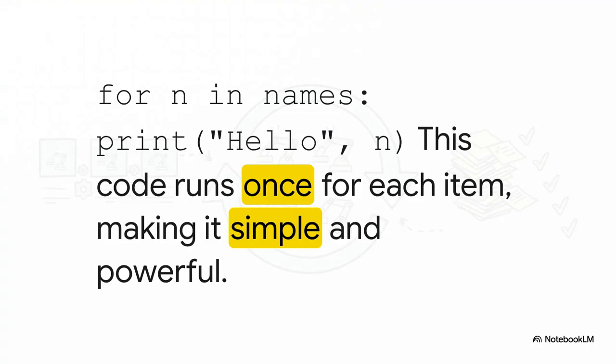Check out this example. It's super clear. We've got a list called names. The for loop is basically saying, in plain English, for every name, which we'll call n for short, that you find in the names list, print hello and that name. And that's it. Python does all the heavy lifting, going through each name until it hits the end. So clean, right? Really easy to read.